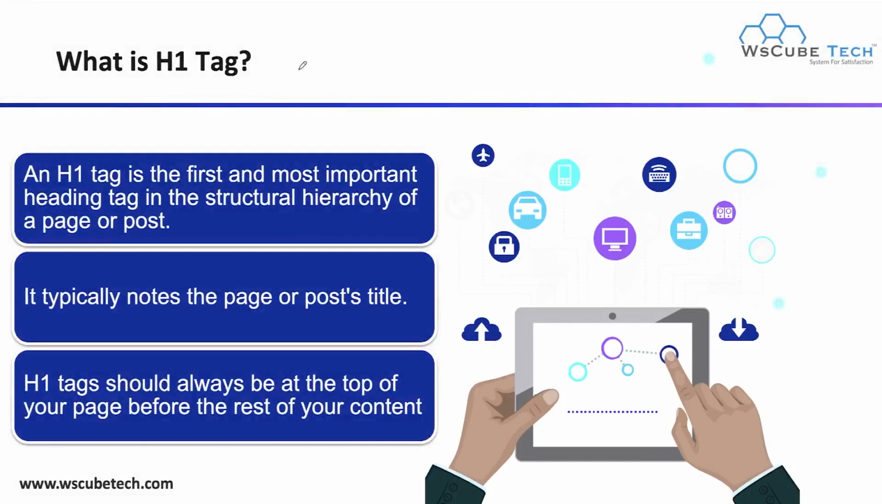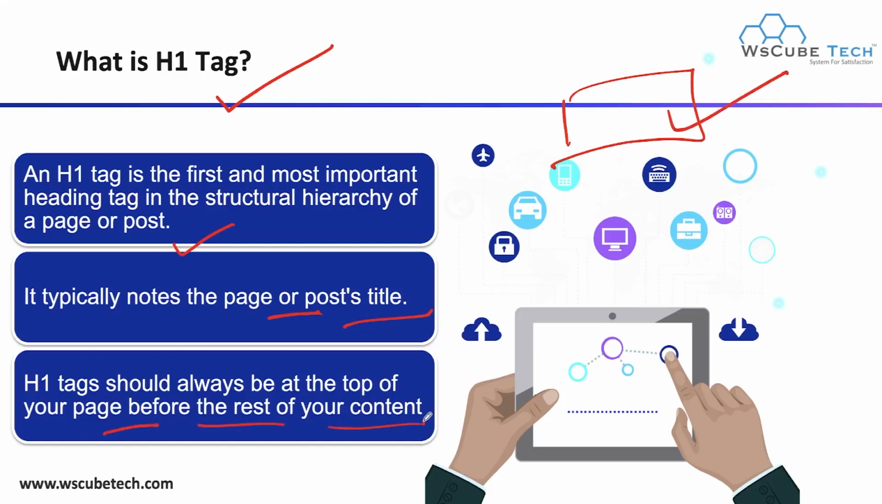Now the question is, what is h1 tag? Now let's understand h1 tag in detail. The h1 tag is the first and the most important heading tag in the structural hierarchy of a page or a post. This is the topmost heading of your particular page. It typically notes the page or the post title. The h1 tag should always be at the top of your page before the rest of the content.